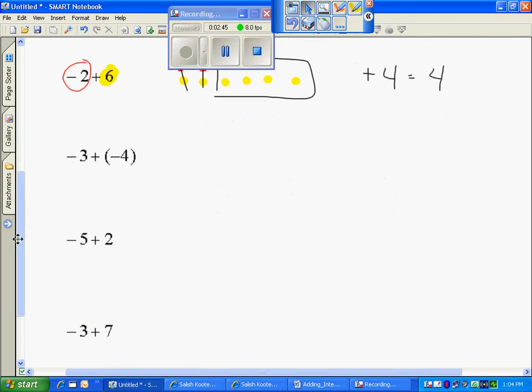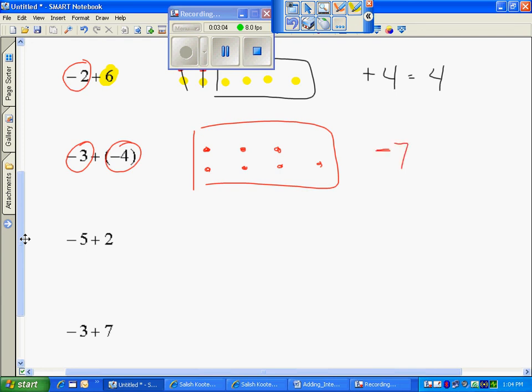That's optional. For -3, in my pile or stack of things, I would have 3 that are red, and I would add to that 4 more that are red. If I look at the total in my stack, I would have 7 red. Notice that negative means the color is red.